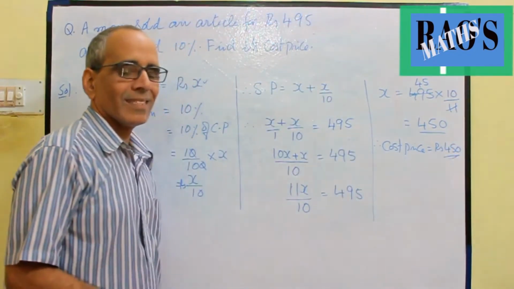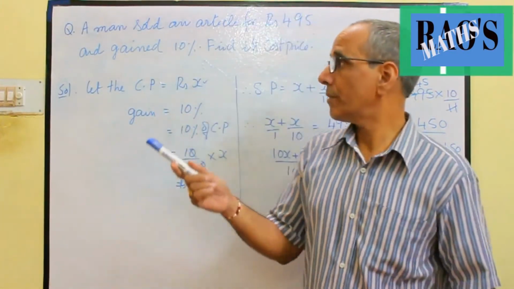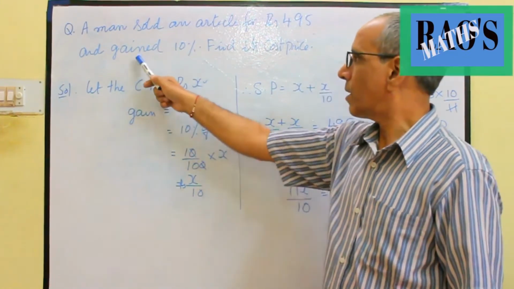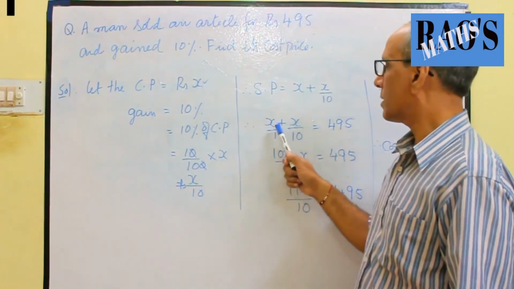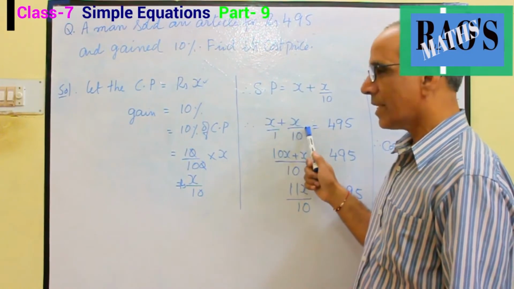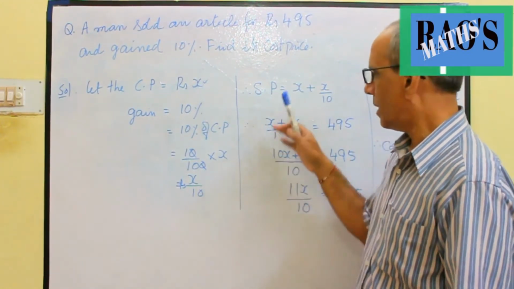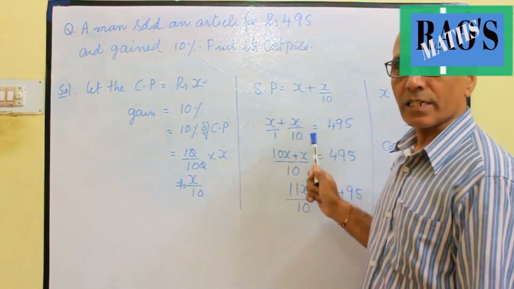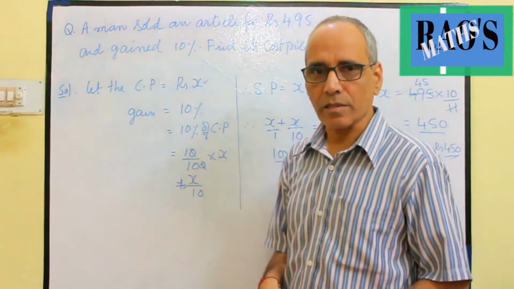The same type of question they may give when he receives a loss of 10%. When the loss is 10%, you subtract the loss from the cost price. When it is gain, add the gain obtained. If it is loss, subtract, and the rest of the work is the same. Instead of plus, you get minus here at the end. But the rest of the work is the same for gain and loss.